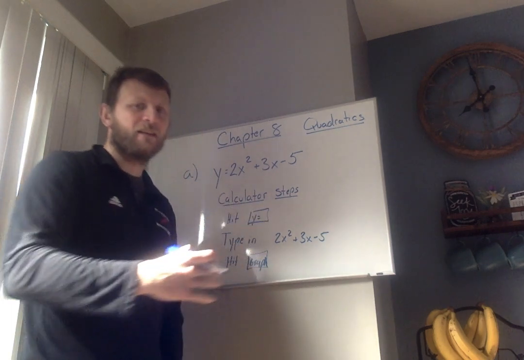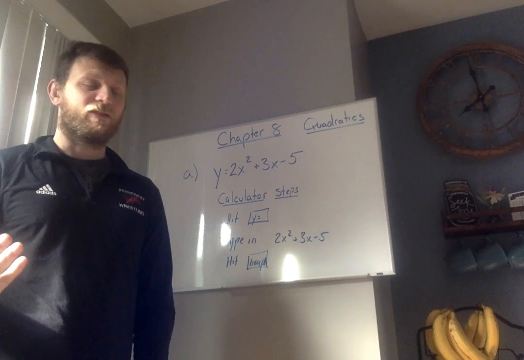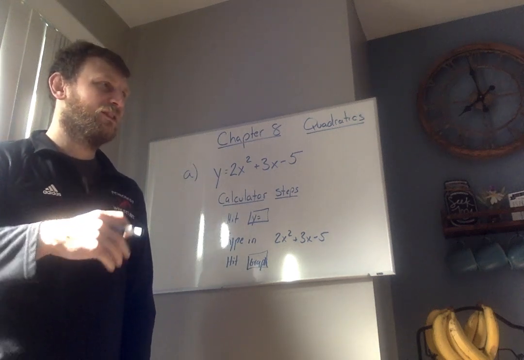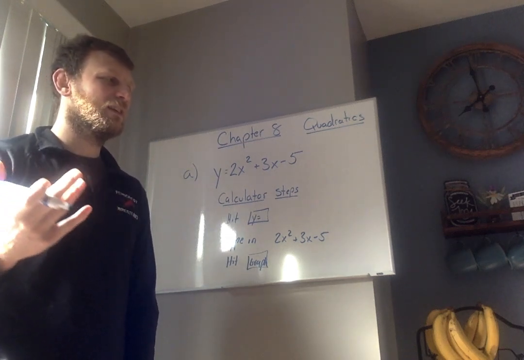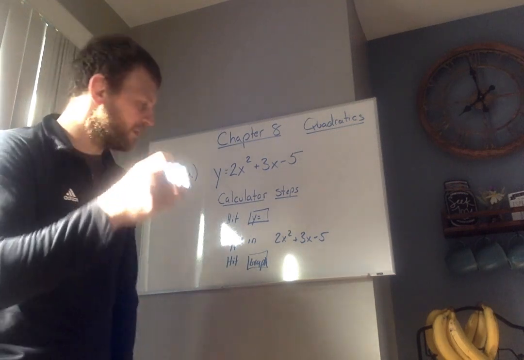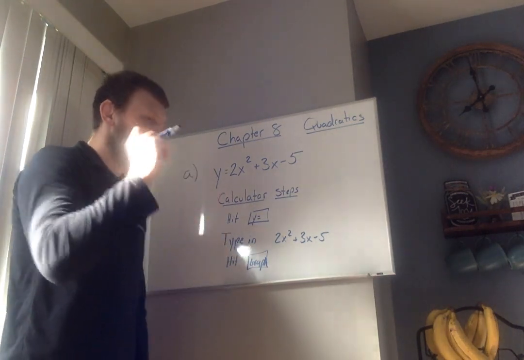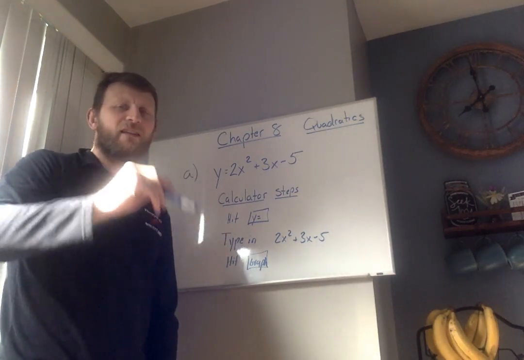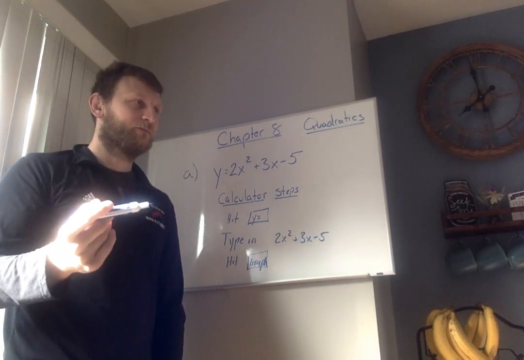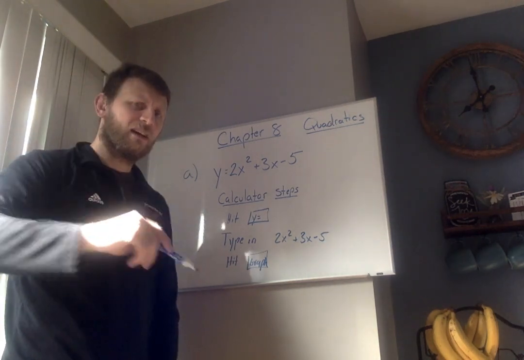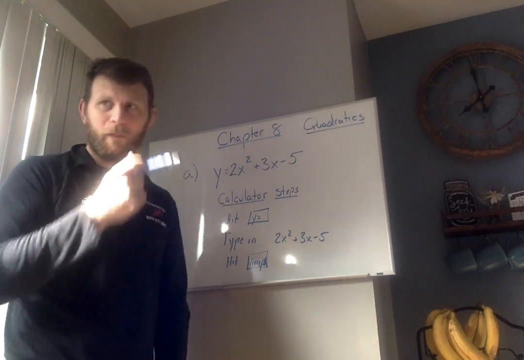Since I can't display this on the screen for you guys to see, and there's really no way for me to do it on the calculator, yes, I have it, but you guys know I don't like to use it. When you graph it, you're going to get a parabola. It's going to be in a U, and for this one, it's going to open up.